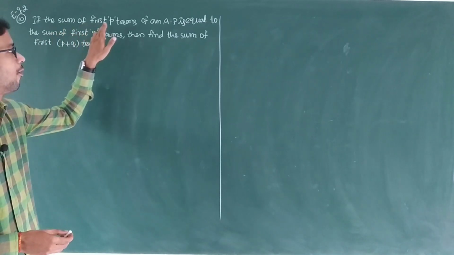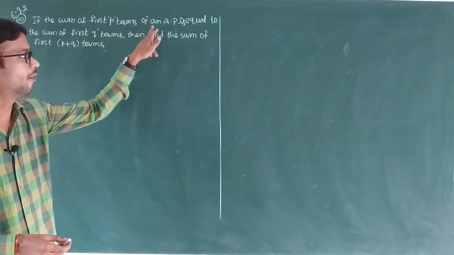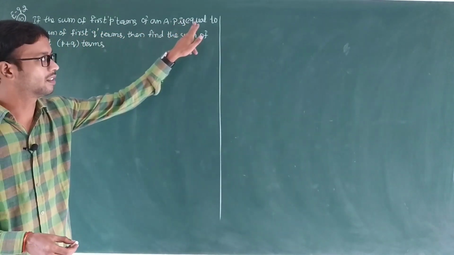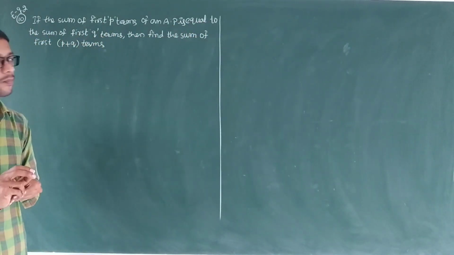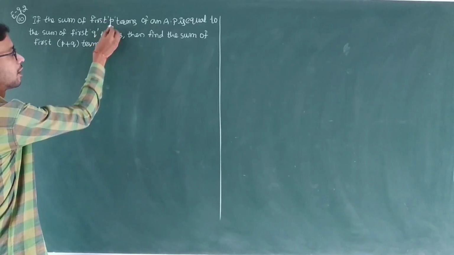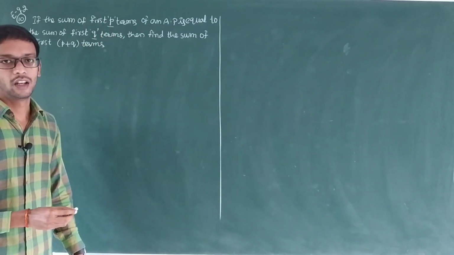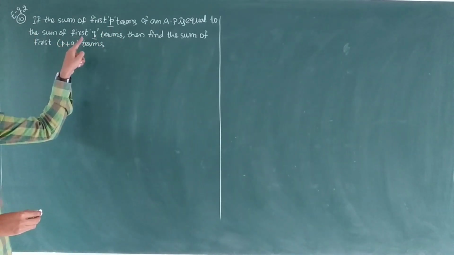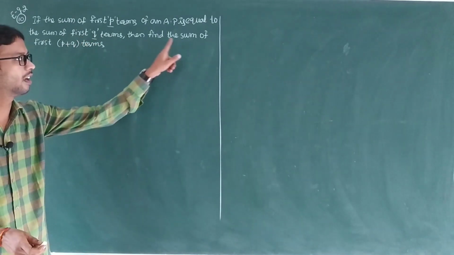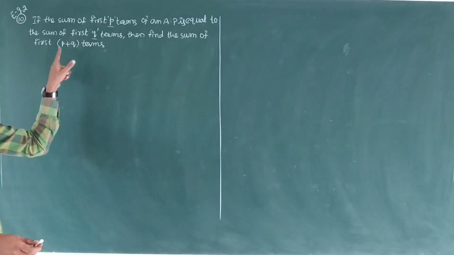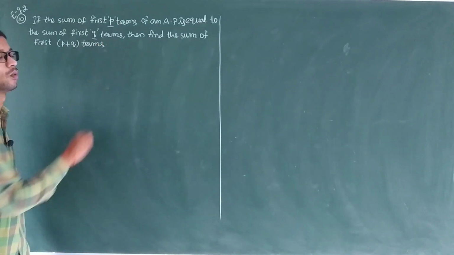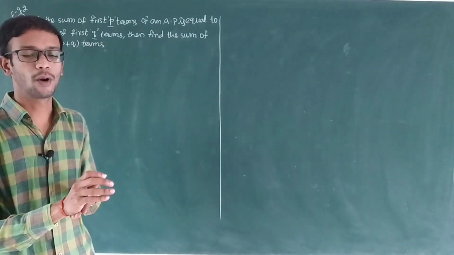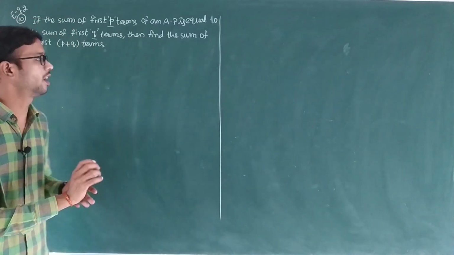If the sum of the first p terms of an AP is equal to the sum of the first q terms, then find the sum of the first p plus q terms. This is a simple problem, but the simplification is very lengthy here.